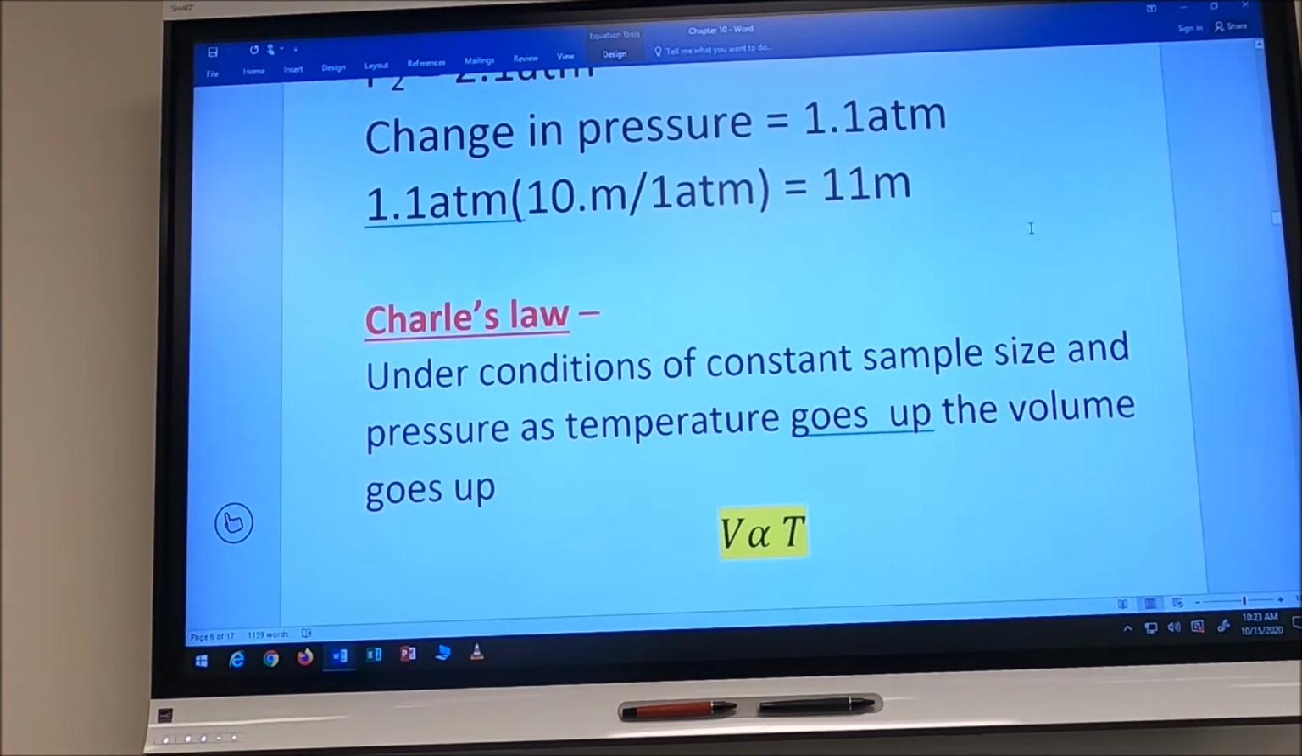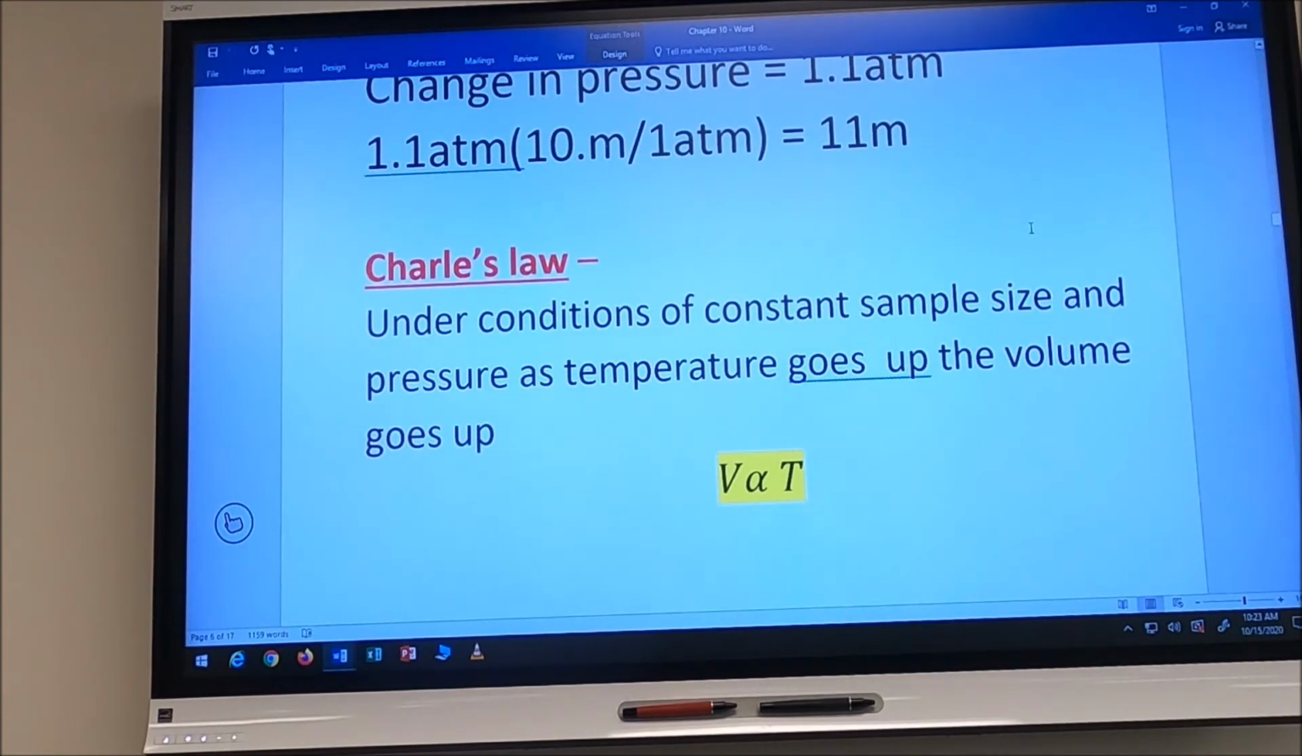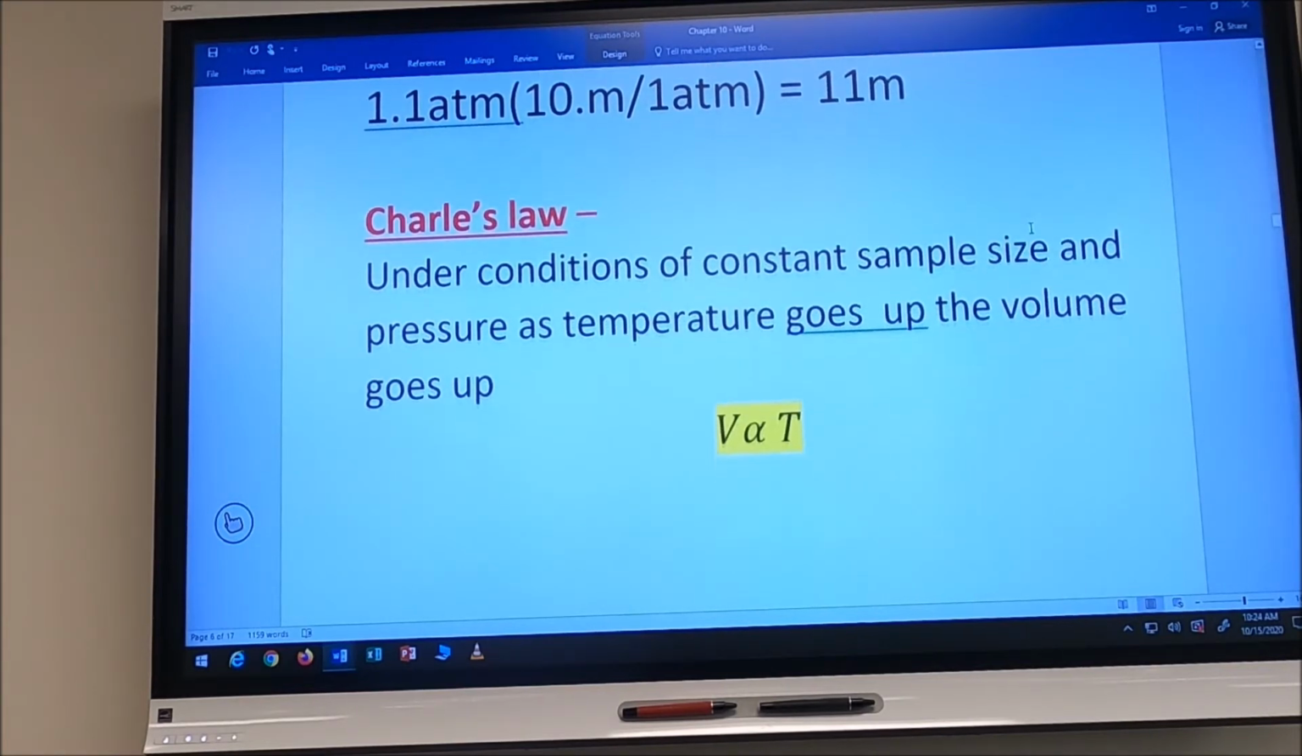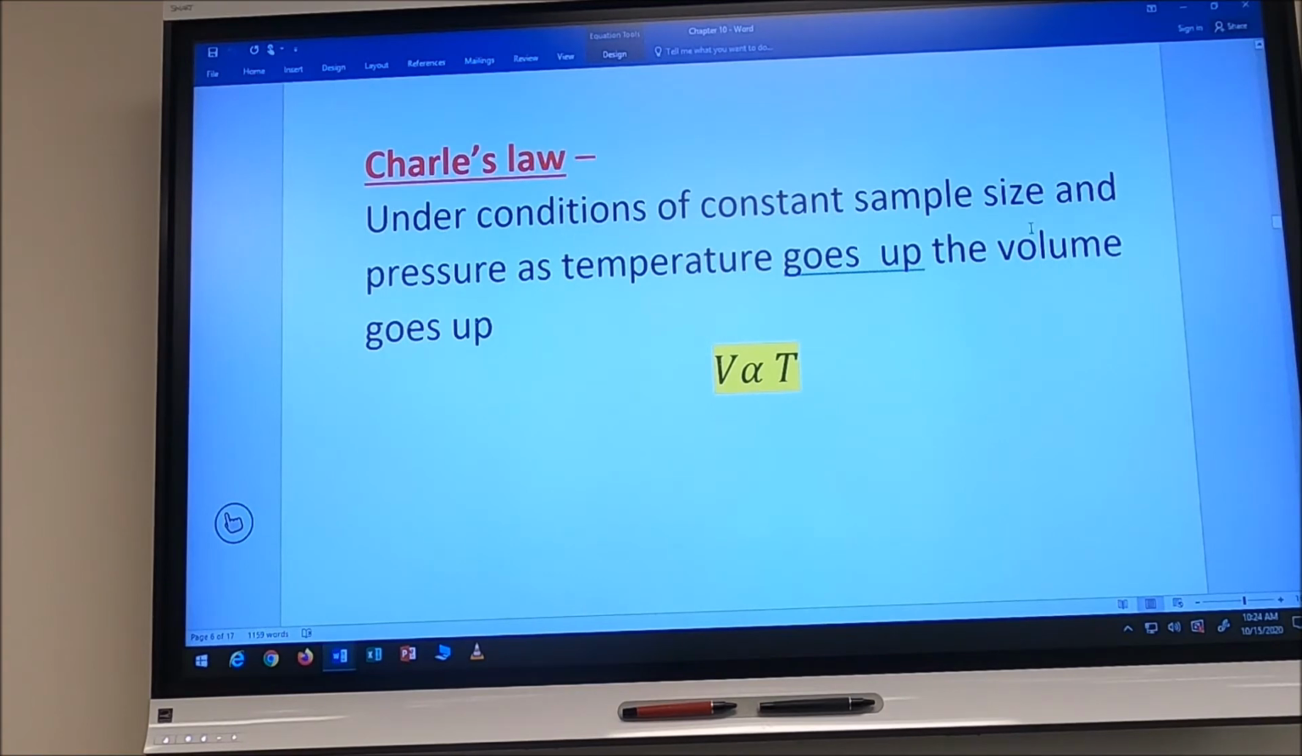Next is Charles's law. Under conditions of constant sample size and pressure, as temperature goes up, volume goes up. This is referred to as a direct relationship. Whatever happens with temperature, the same thing happens with volume.